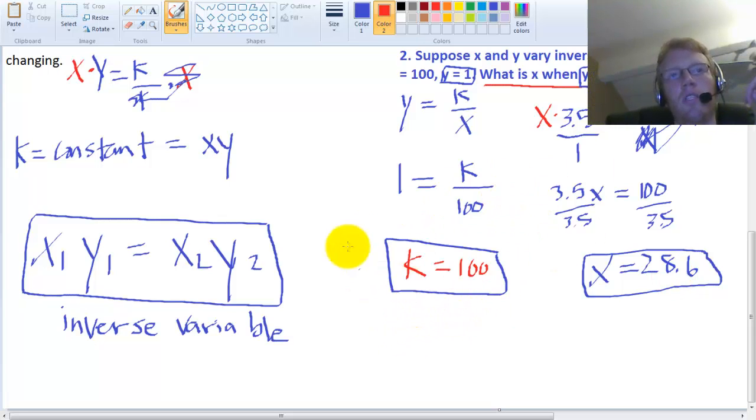If you use this shortcut wrong, what will happen is both will go up, and you should immediately catch yourself and say, okay, if it's inverse variation, I know that I can't have both of them go up, and then you can recheck your work or do it the long way with the actual formula and the intermediate value of k.